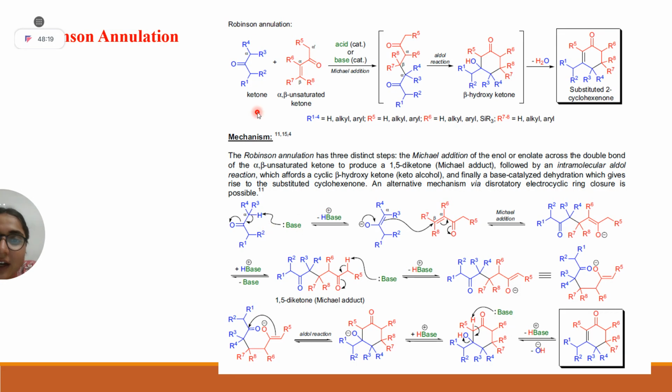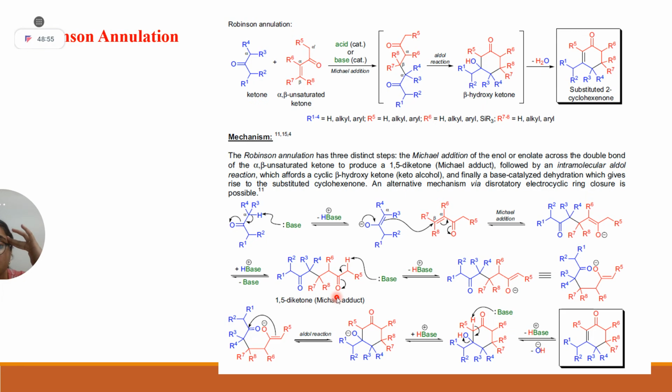So students, Robinson annulation is the same reaction as your Michael addition only. But annulation means formation of a ring. So the mechanism, how it will go, you just see here. Base is there, base will abstract a proton. After abstraction of the proton, it will form an enolate. The enolate is going to attack your alpha beta unsaturated system and you will get this type of intermediate. Now again this oxygen lone pair will come back and will form a 1,5 diketone.